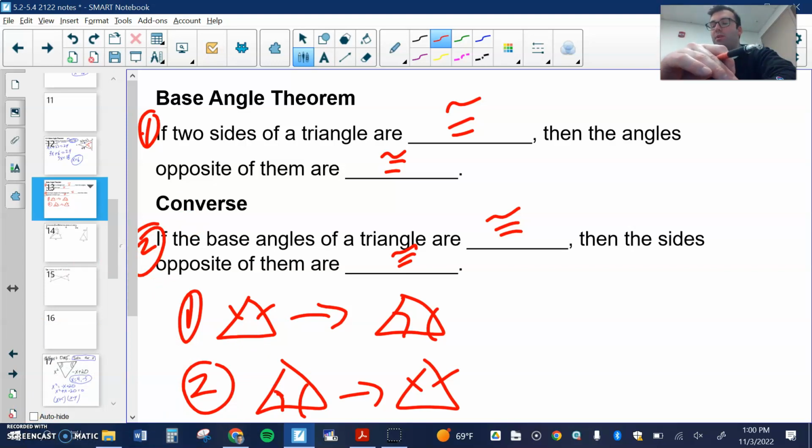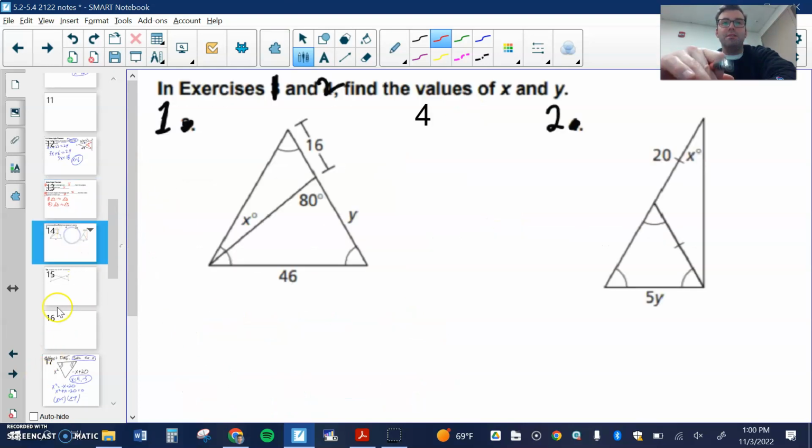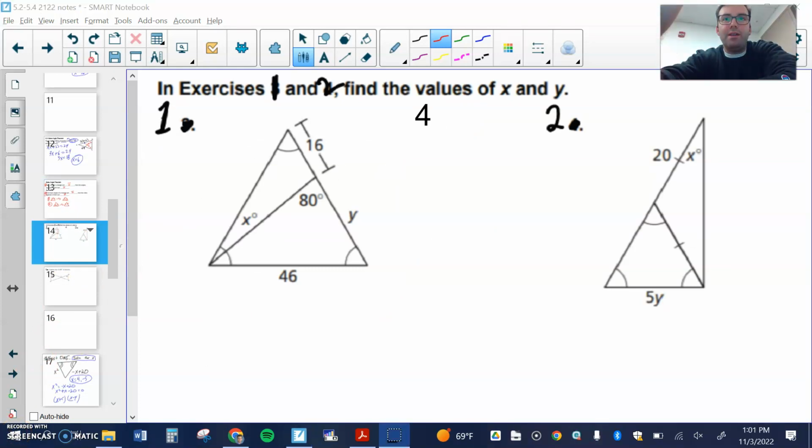So we're going to apply this to a couple of diagrams here. They're interesting diagrams. It takes a bit to see it, but I'll help you out. I'm sorry that they're so small. I got cut off there. All right, let's go back to it.